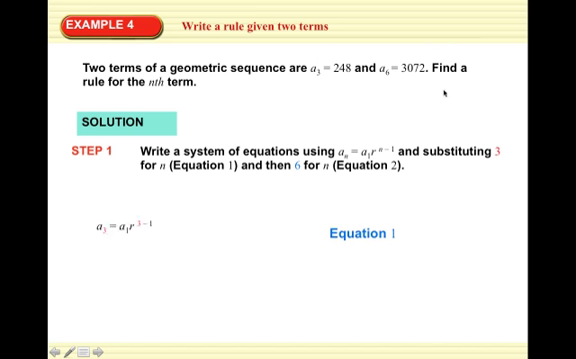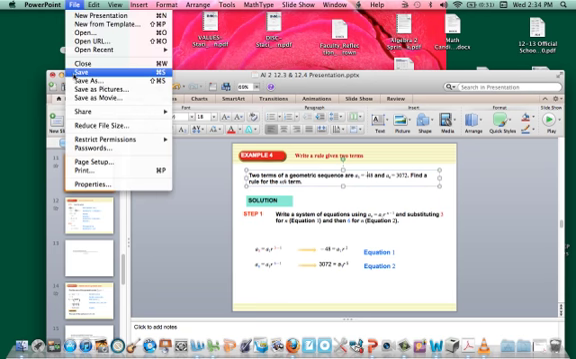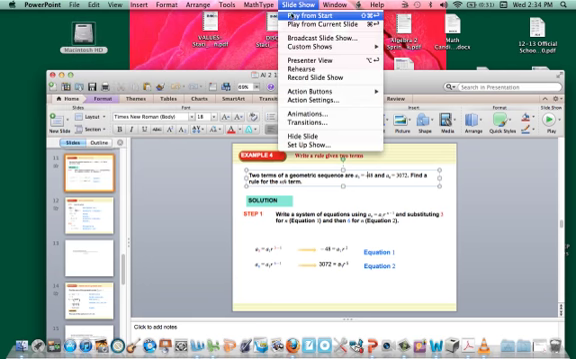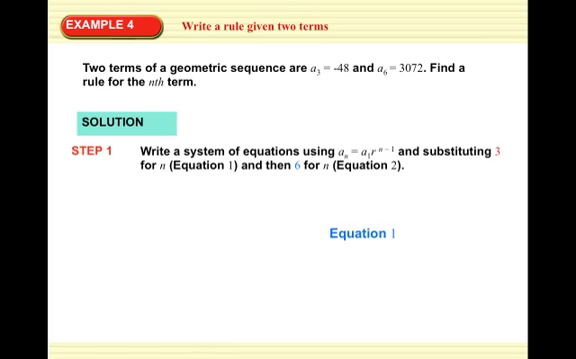So we know A3 equals A1 times R to the 3 minus 1, which we know A3 equals negative 48. That wasn't supposed to be a 248. Oh my goodness. I hate it when they do that. But sometimes they will have a 2 where they mean to have a negative. So I apologize for that. So we're going to have negative 48 equals A1 times R squared, because 3 minus 1 is 2.